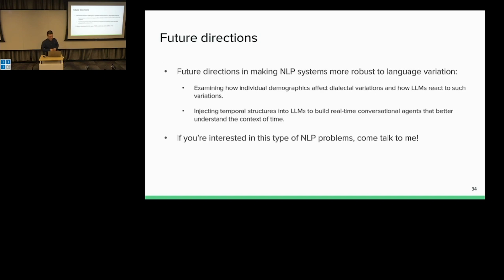And just a few things to say about future directions. My goal is to make NLP systems more robust to language variation, and here are the two things that I'm really interested in looking at right now. First, to examine how individual demographics affect dialectal variations and how large language models will react to such variations. And also, I'm trying to inject temporal structures into large language models to build real-time agents that can better understand the context of time.